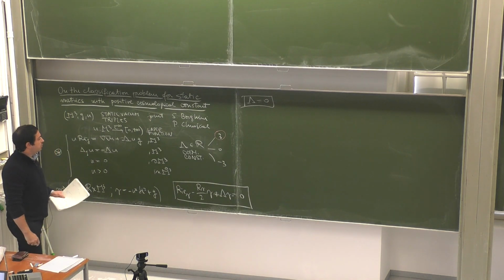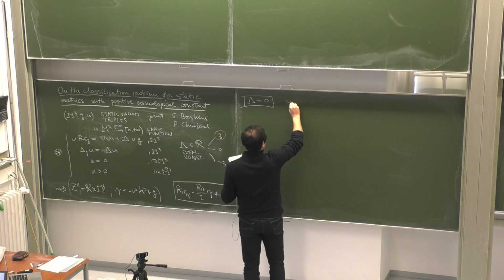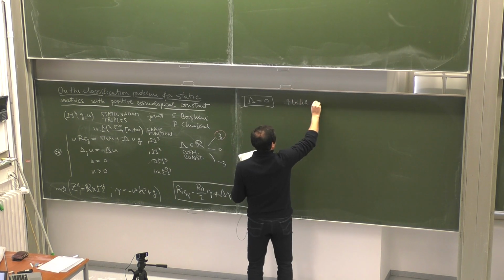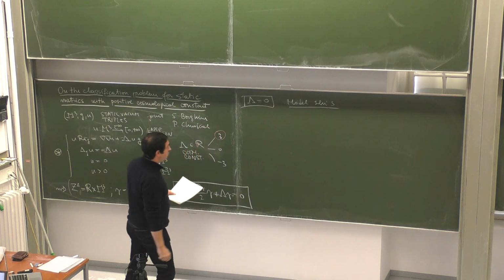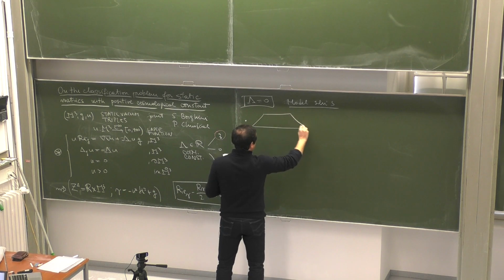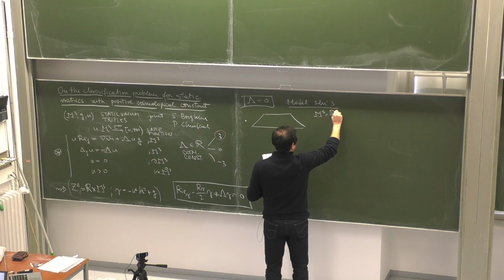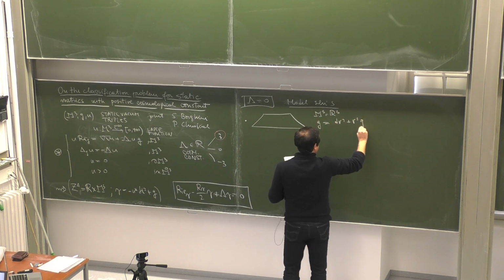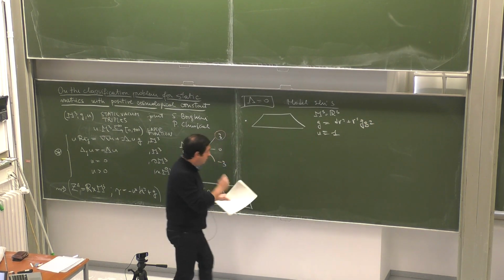For lambda equal to 0, you have some model solutions. Let me talk about the model solutions in lambda equal to 0. The easiest one is the Euclidean space, the flat Euclidean space, where M3 is equal to R3, g is just dr squared plus r squared g_S2, and U is identically equal to 1.